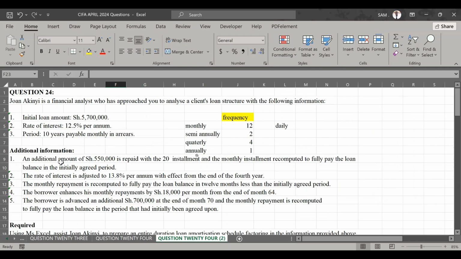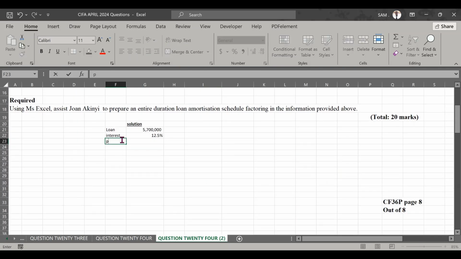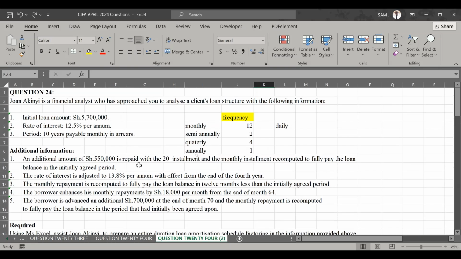Then what is the loan period? The period is 10 years. That is the information given by the examiner. Now, with that, I want to challenge you. Look at the frequency of repayment of this loan. I've given you the matrices here that are possibly the languages that you will often meet. We are told the period is 10 years payable monthly. So the frequency is monthly.